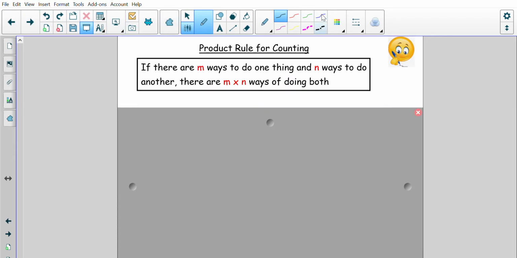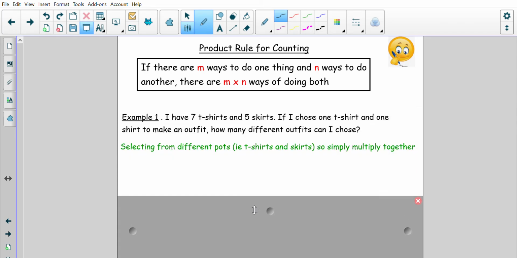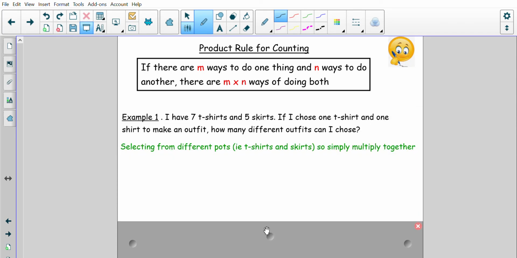So the product rule of counting states that if there are m ways to do one thing and n ways to do another, there are m times n ways of doing both. So look at this very basic example. I've got 7 t-shirts and 5 skirts. I choose 1 t-shirt and 1 skirt to make an outfit. How many outfits can I choose?